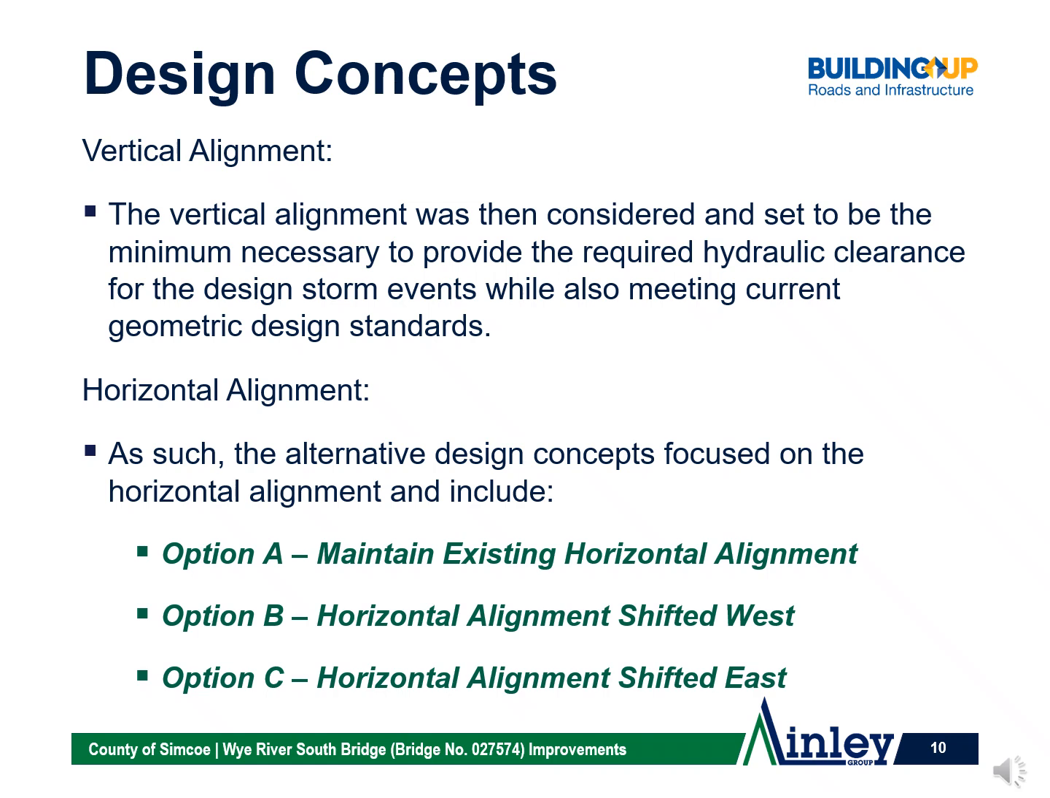Option A maintains the existing centerline road alignment. This option will keep the road in its current horizontal alignment. Option B involves a shift in the centerline road alignment to the west, and option C involves a shift of the centerline road alignment to the east.